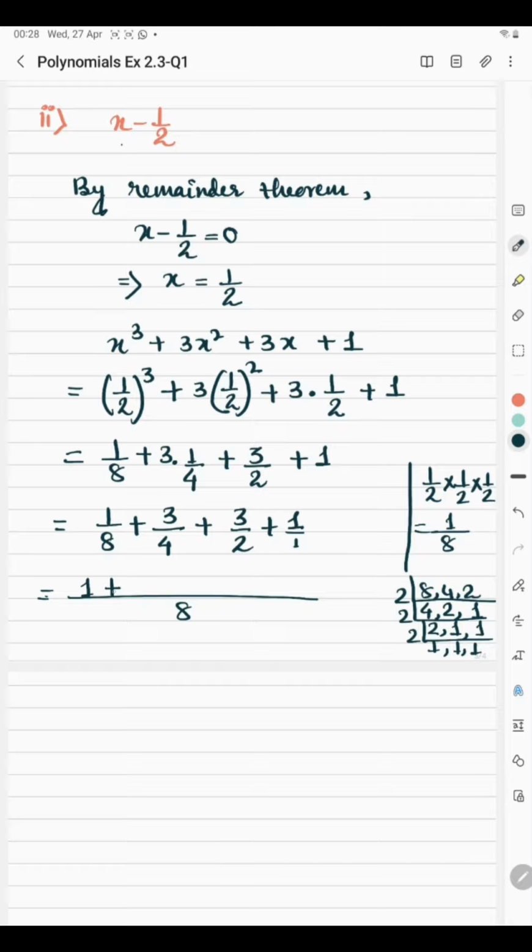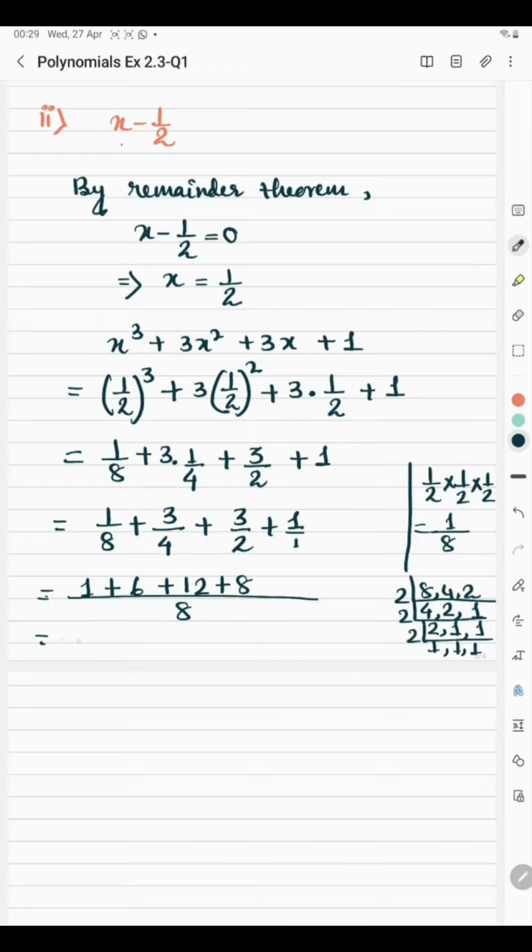Then we have plus sign. Now again coming to the next fraction, LCM will be divided by the denominator. So 8 divided by 4 is 2. 2 multiplied by the numerator, so it's 6. Plus 8 divided by 2 is 4. 4 multiplied by the numerator is 12. Plus 8 divided by 1 is 8. 8 multiplied by the numerator is 8 ones are 8.